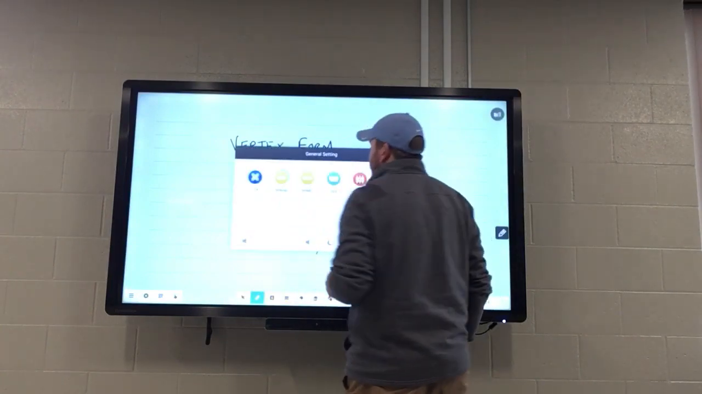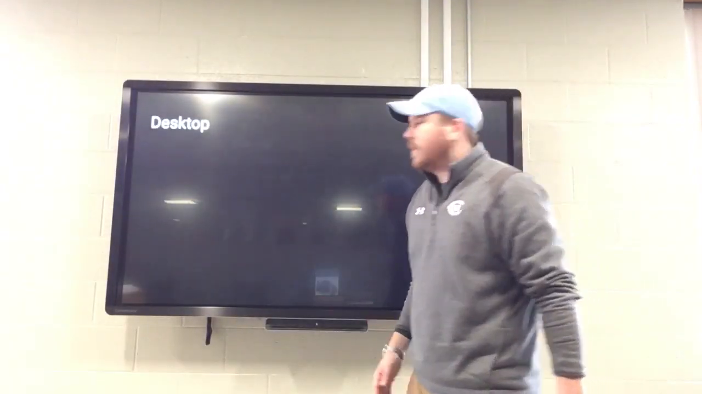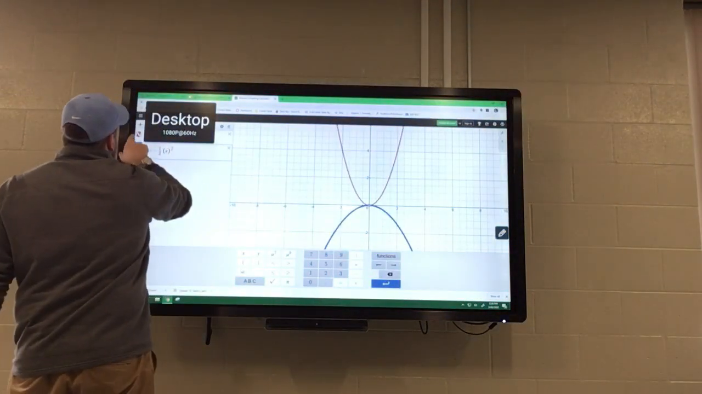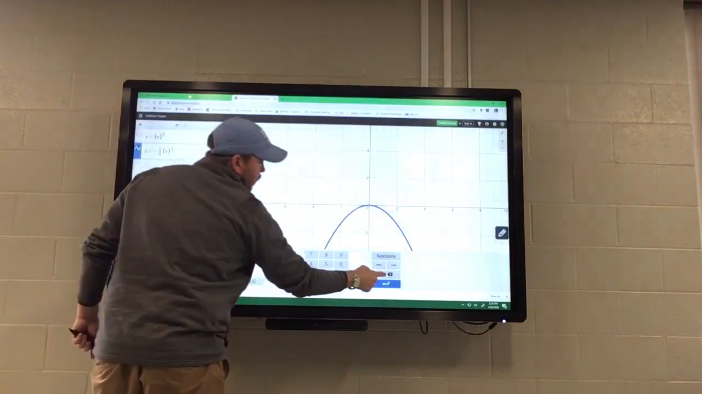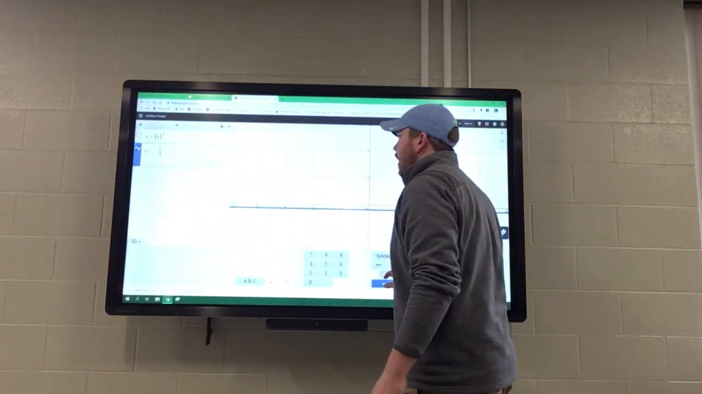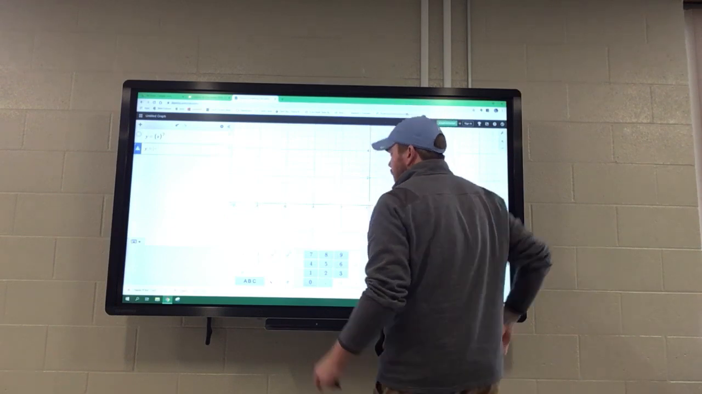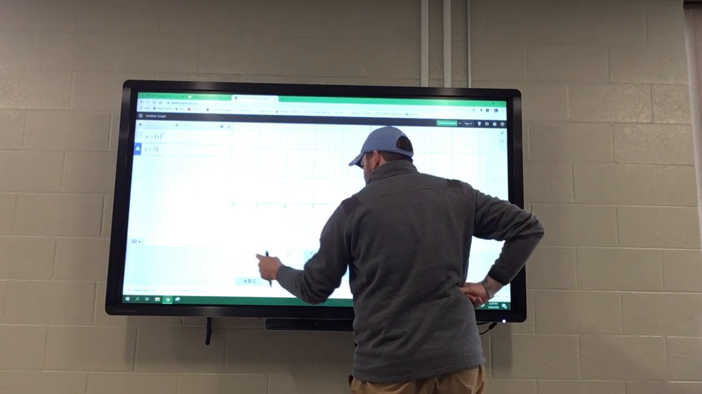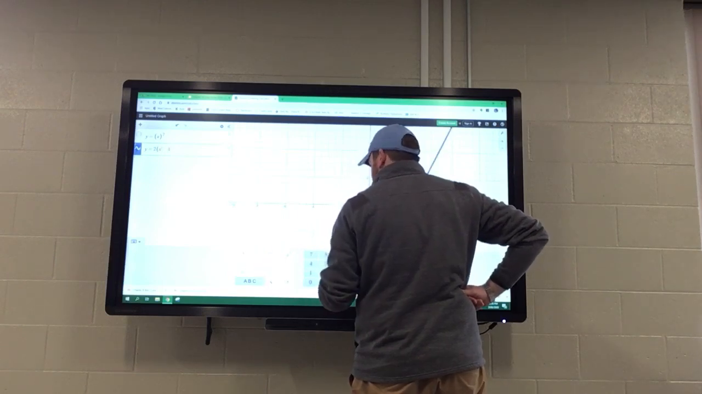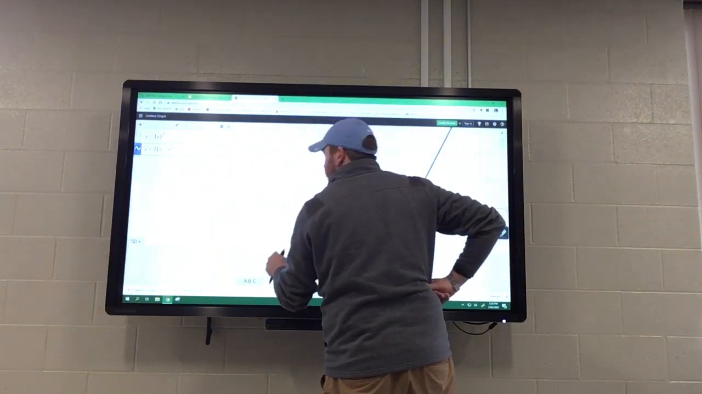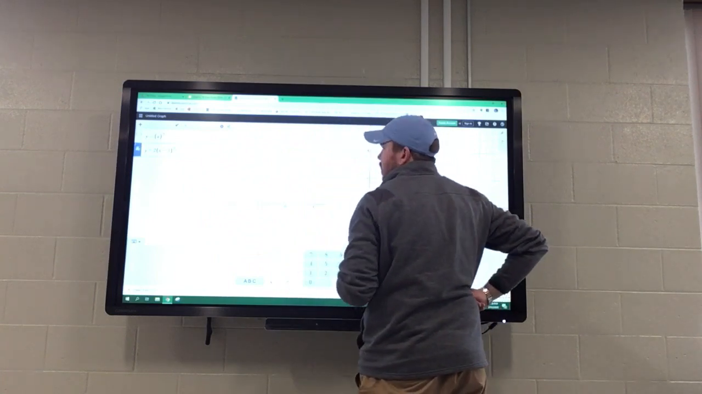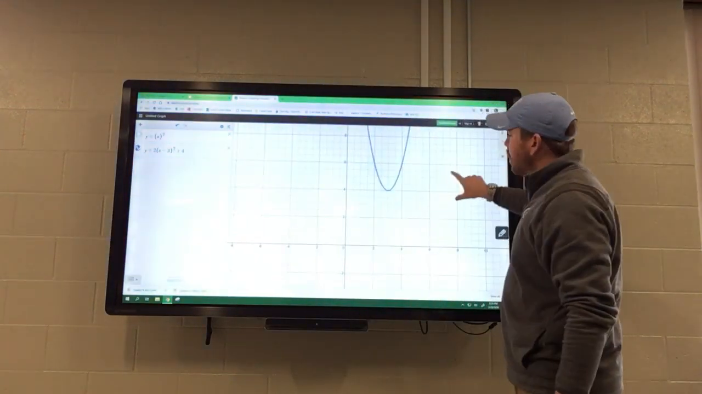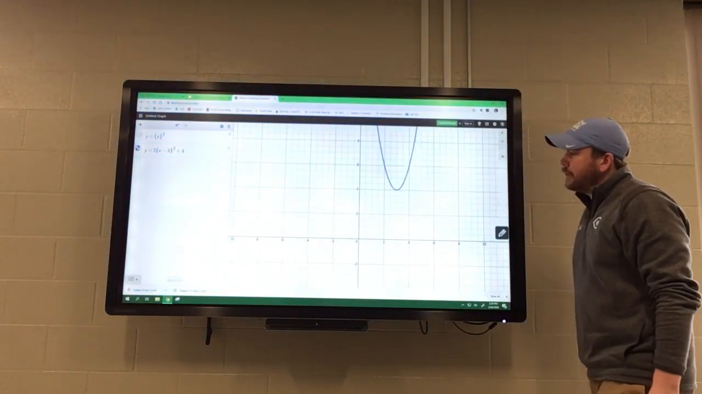Okay? Let's go back to Desmos and let's come up with some function. I'm just going to make it up off the top of my head. So let's go ahead and hide the red one here. And we're going to make the function y is equal to 2 times the quantity x minus 3 squared plus, I don't know, 4. And there's my parabola.